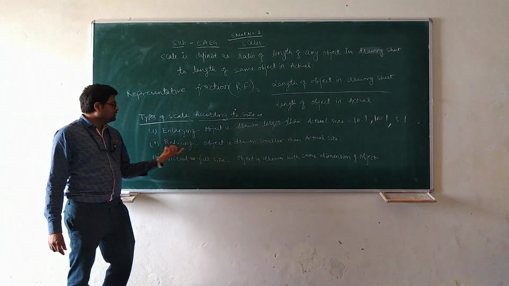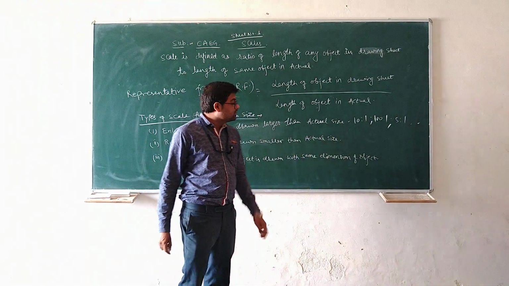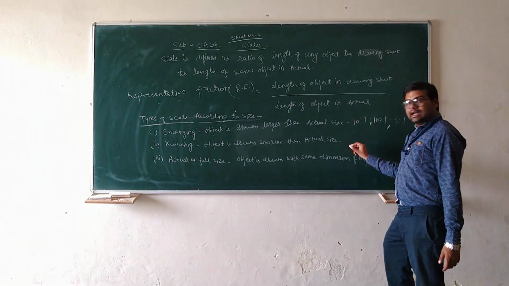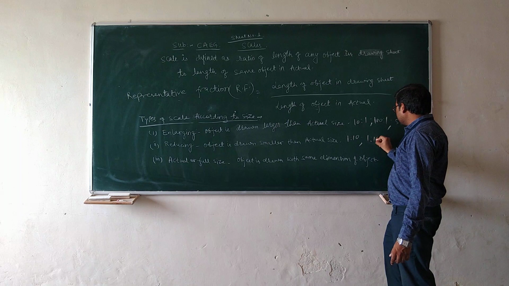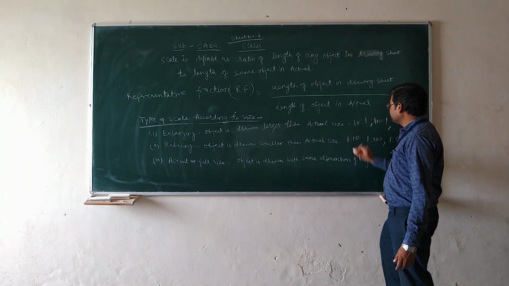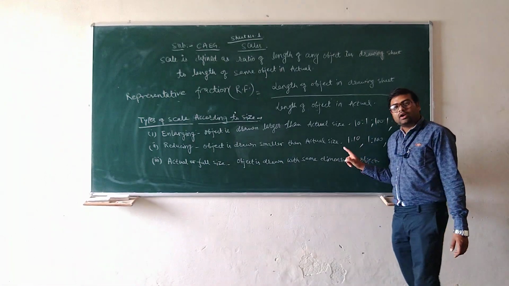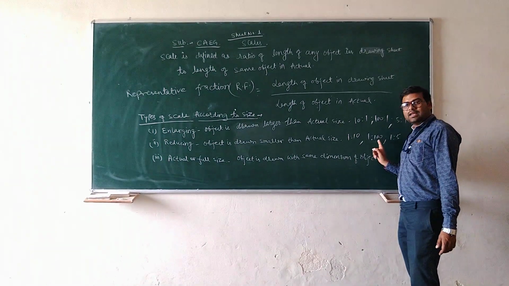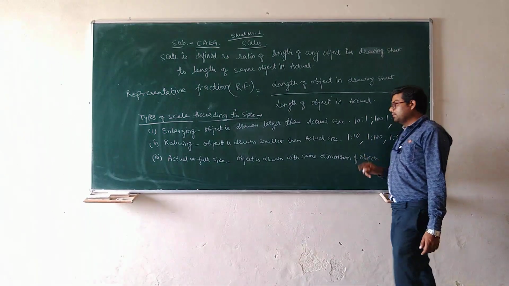Now we talk about the reducing scale. The object is drawn smaller than the actual size. Like 1:10, 1:100, and 1:5. Here the actual size is 10 and we draw it in the sheet as 1. And again the actual size is 100 and we are drawing this object as 1.